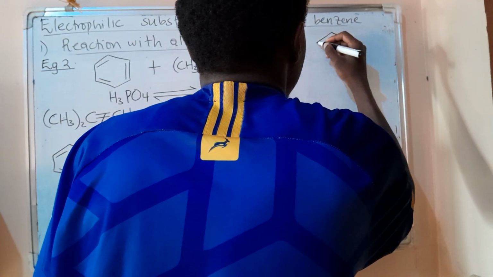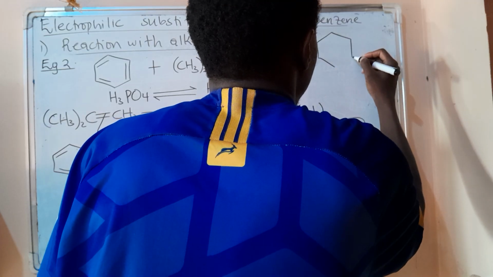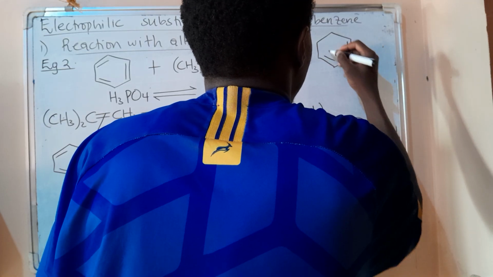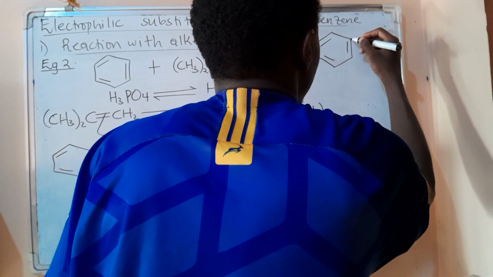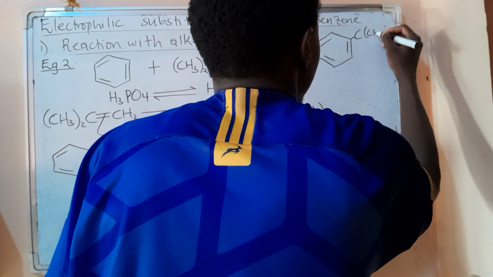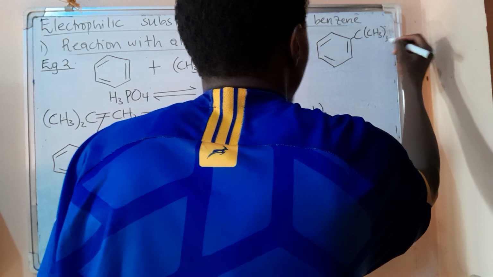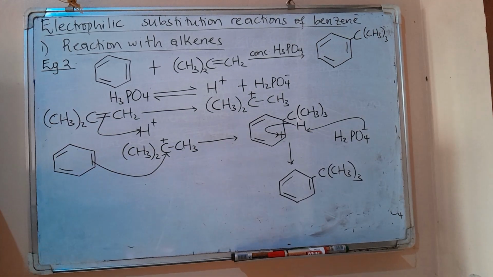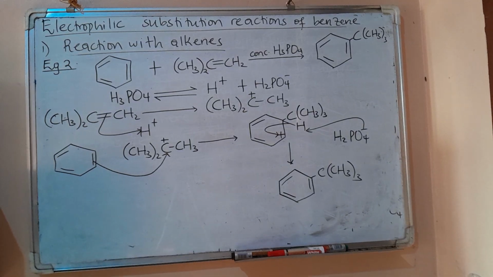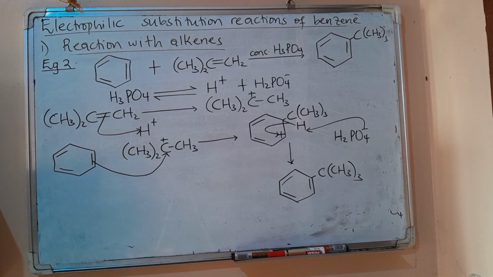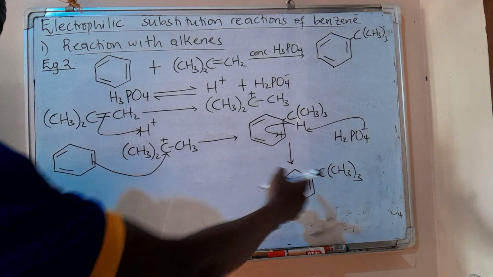Do not forget always to complete the reaction mechanism and the equation. Complete the equation as well. So that is our product. Now the question is, how can we name that product? Look at it carefully. I want to derive its name.